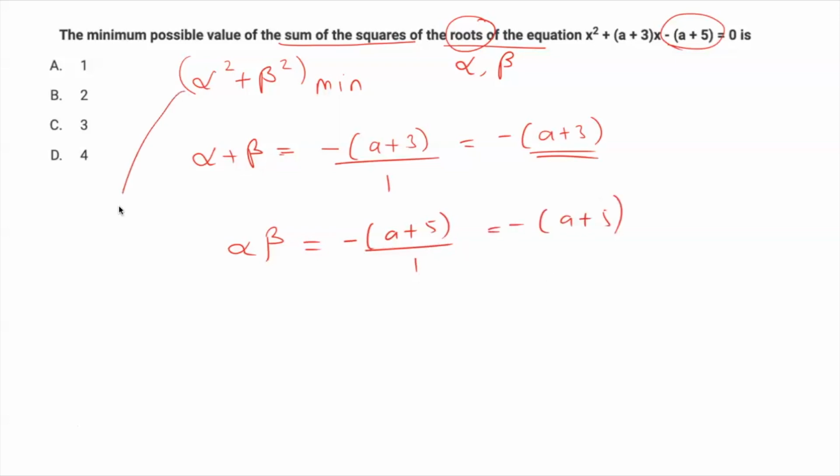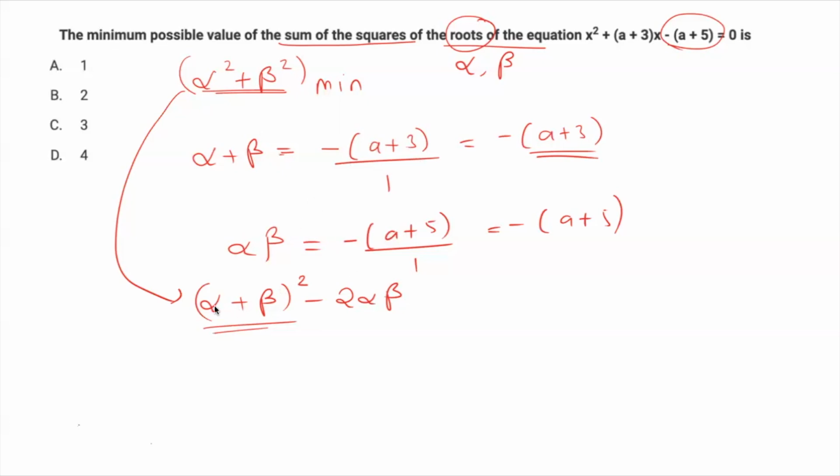And now what we need is alpha square plus beta square. It can be also written as alpha plus beta the whole square minus 2 alpha beta, right? So when you open this out, you'll get alpha square plus 2 alpha beta plus beta square minus 2 alpha beta, and 2 alpha beta and minus 2 alpha beta will get cancelled out. So ultimately you will get alpha square plus beta square, right? I'm simply writing this expression as alpha plus beta the whole square minus 2 alpha beta.